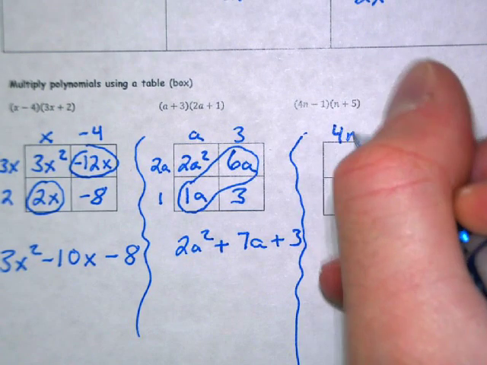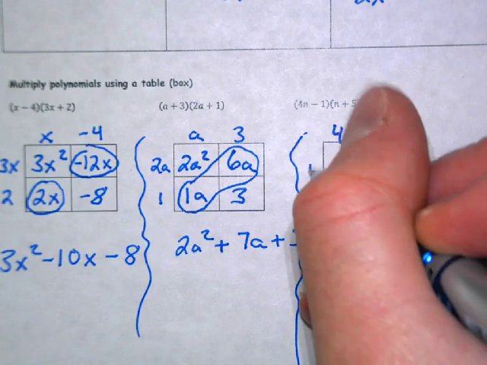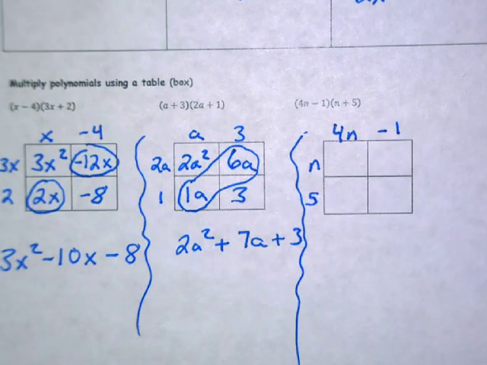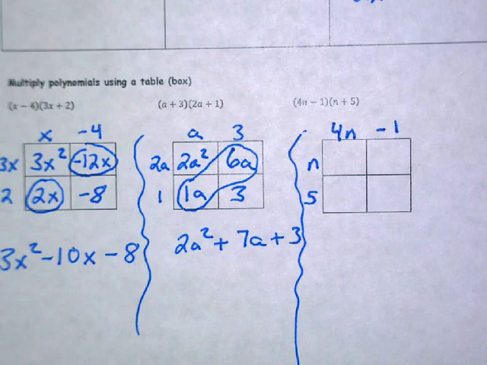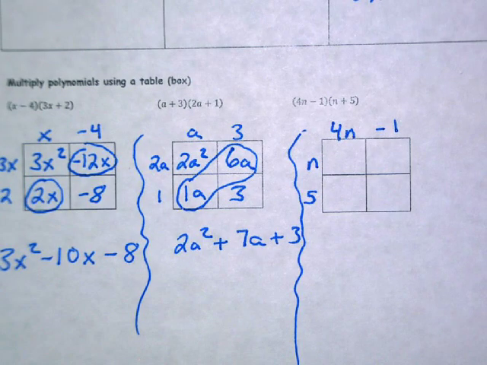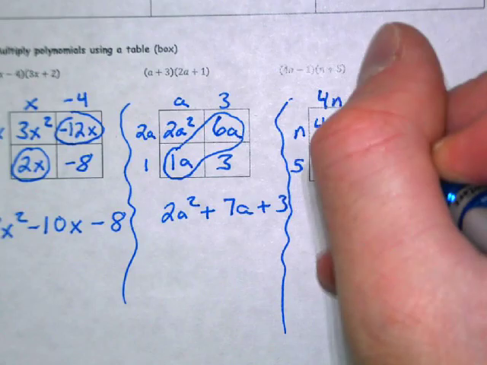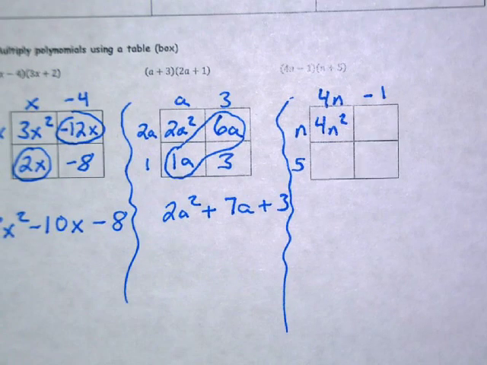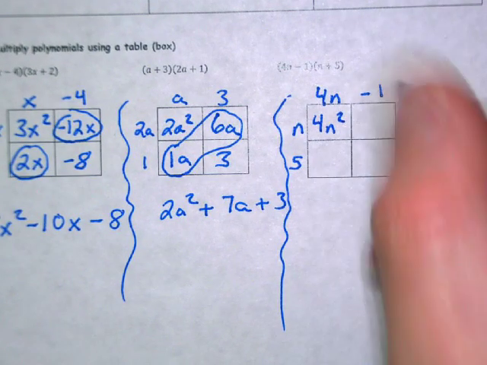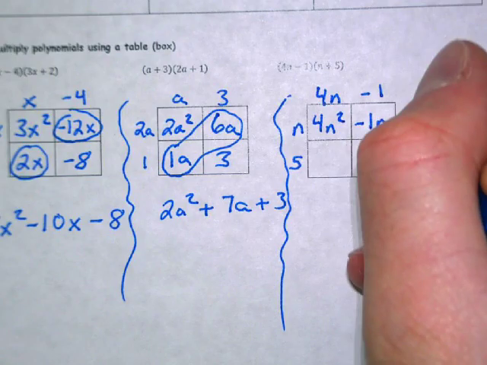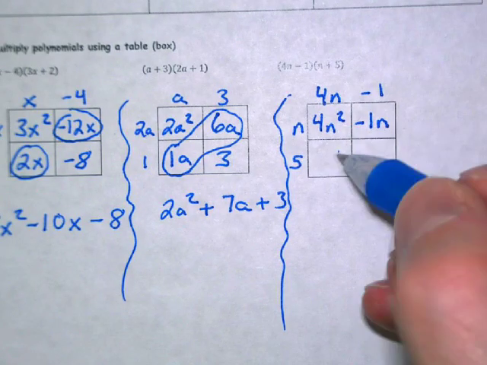Okay, and then one more like that. So we got 4n minus 1, and then n plus 5. So for your first box there, what would 4n times n be? 4n to the second, good. And then if I have n times negative 1, it's negative 1n.